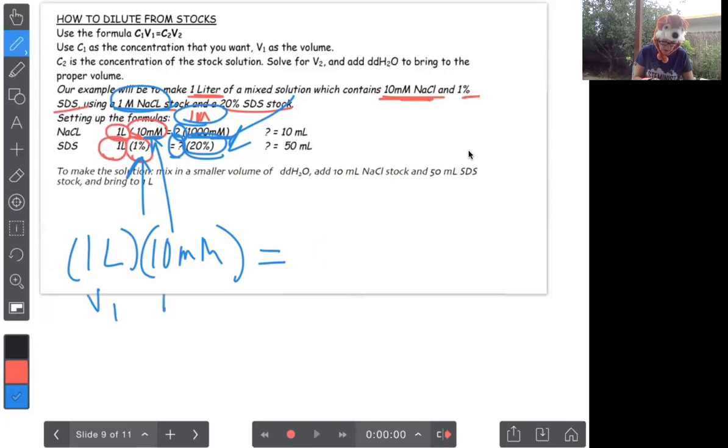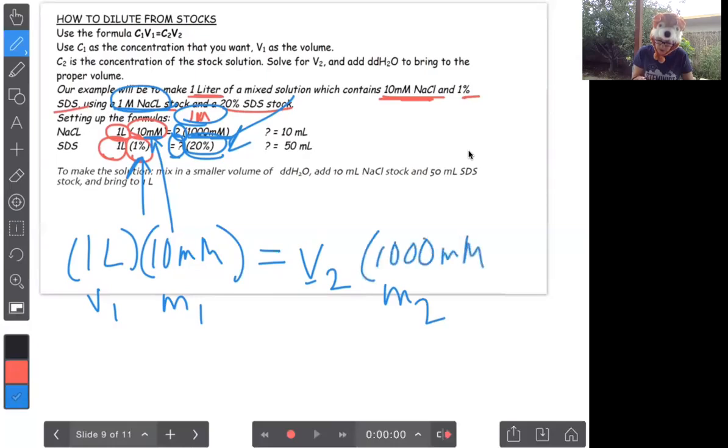So this could be M1, V1. Ooh, it's out of order. Doesn't matter, right? Because it's multiplying. And then M2, V2. Do we know the M2? Yeah. 1,000 millimolar, right? 1 molar is what? 1 mole per liter.